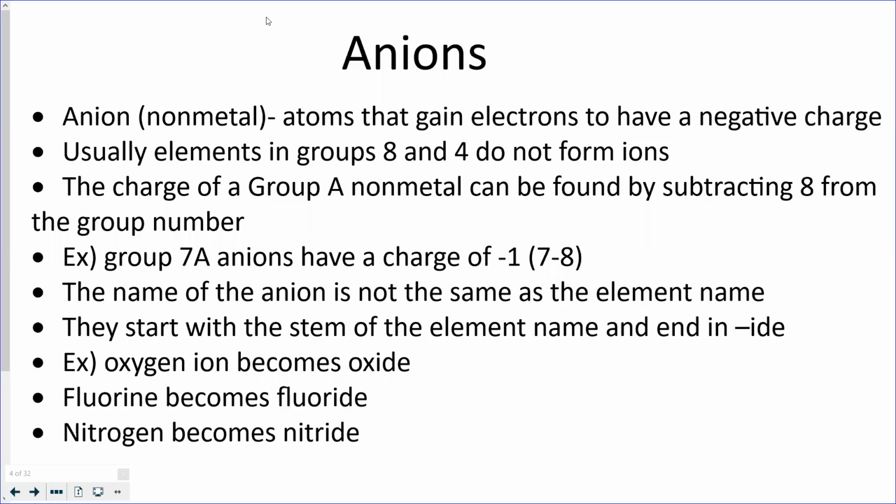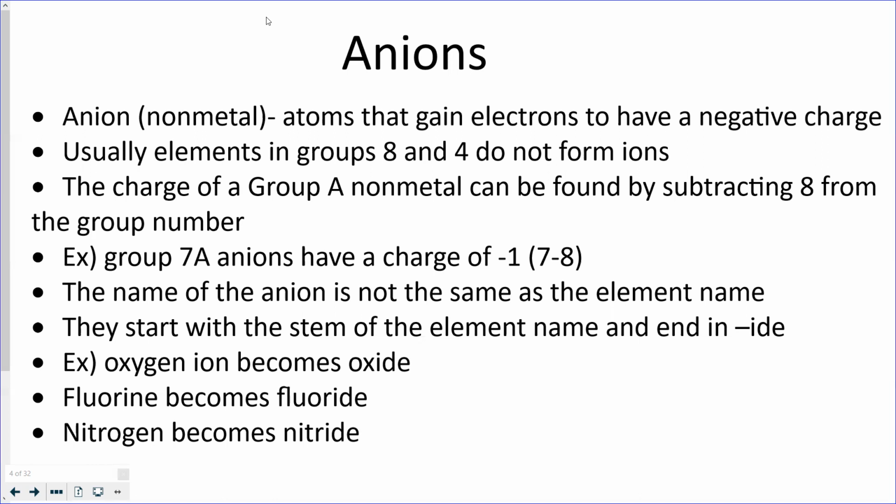All right, and then our nonmetals, our anions, get to be a little bit more complicated. So remember, anions are the atoms that gain electrons to have a negative charge. These are going to be our nonmetals. And usually elements in groups 8A and group 4A tend to not form ions. So that's where carbon is, and then that is our noble gases. To find the charge of a group A nonmetal, you can subtract 8 from the group number.